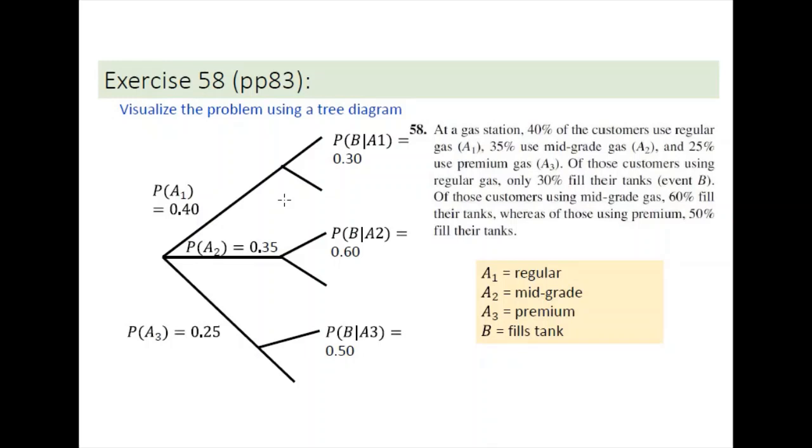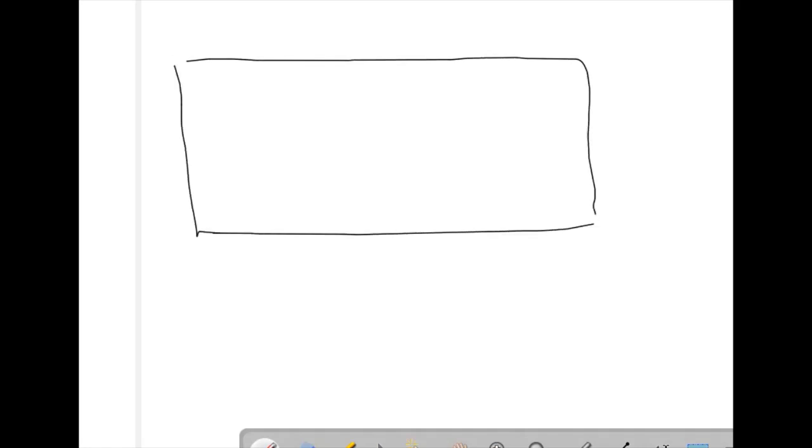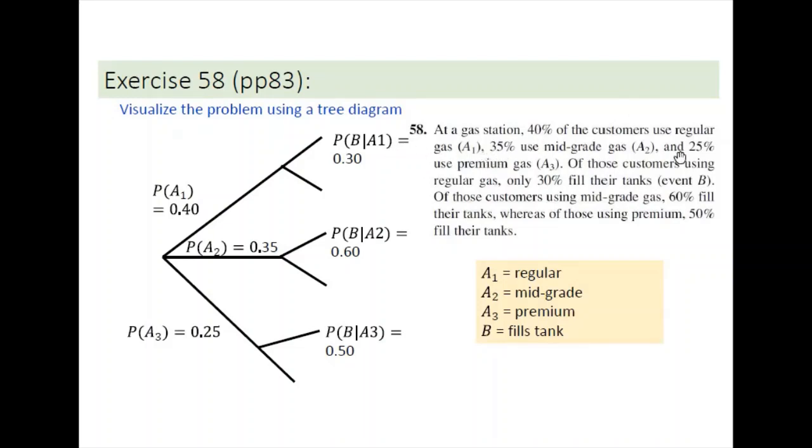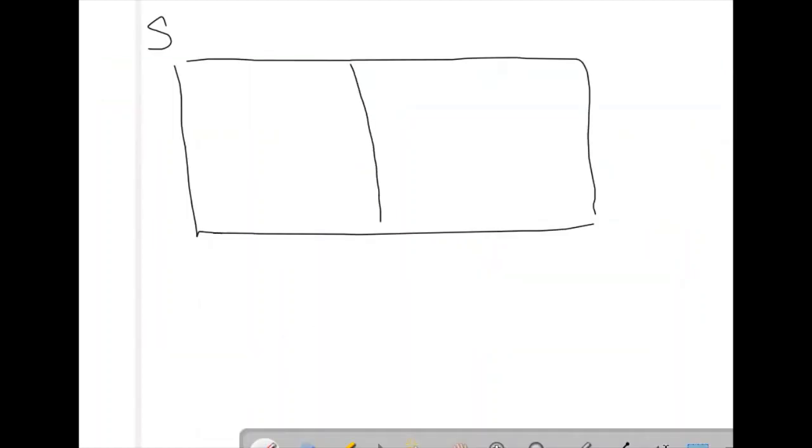Before, you remember that we talked about this exercise in the multiplication rule, but now we are going to solve it completely. At a gas station, 40% of the customers use regular gas, 35% mid-grade gas, and 25% premium gas. So you can see the partitions here. It's the gas station, it means it's S. You have 3 parts: 40, 35, 25.